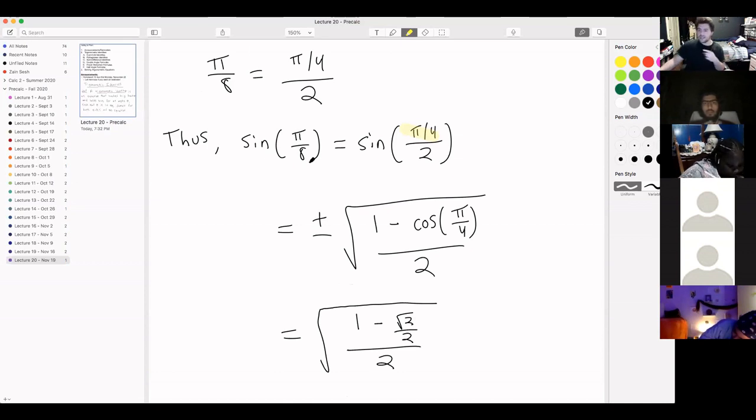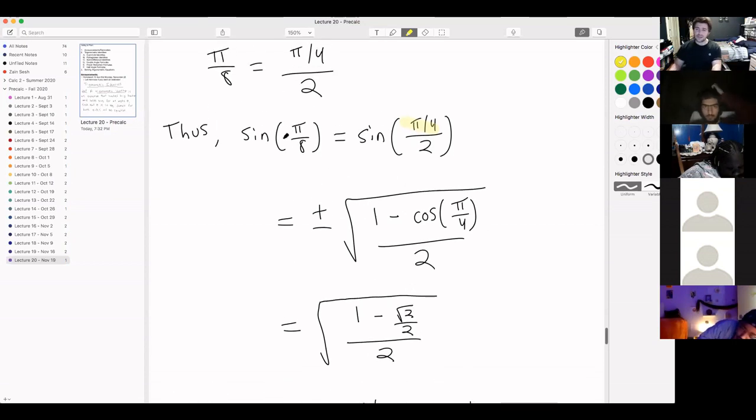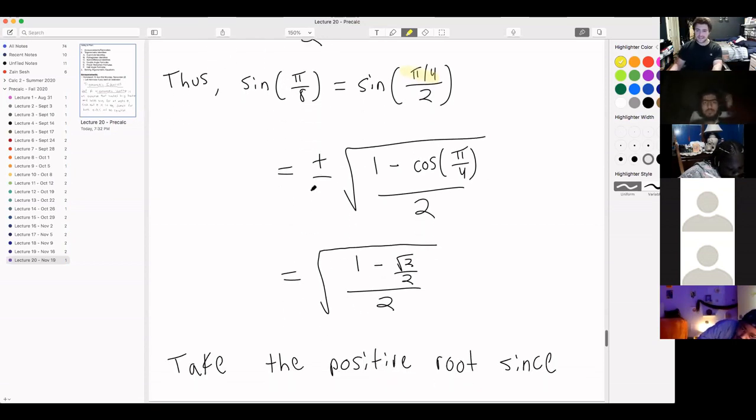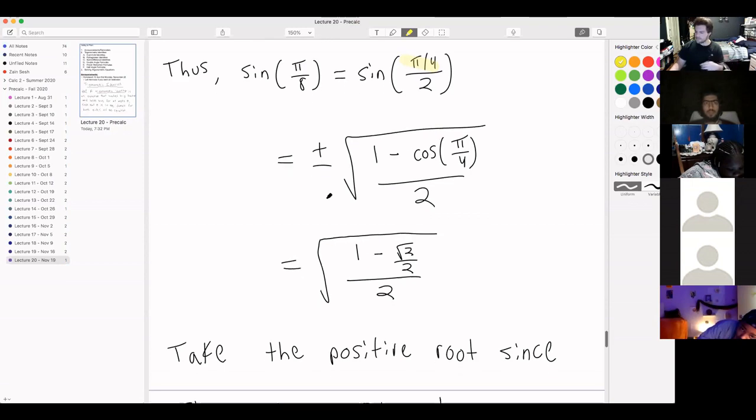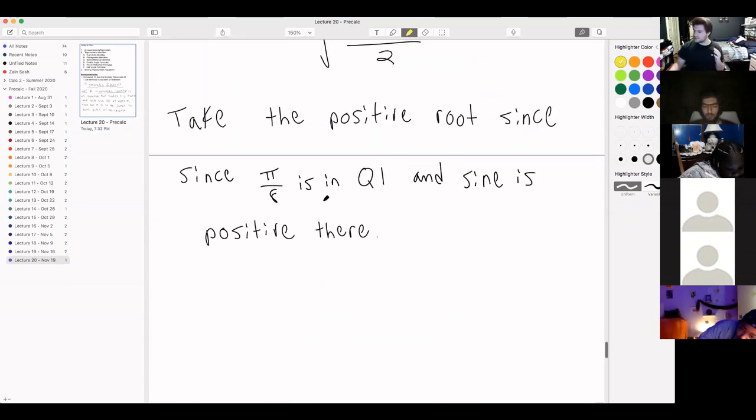No, if it was negative, you need to travel clockwise and see where you land. Oh, yeah, you're right, I see what you're saying. If we were in the third or fourth quadrant, you would take the negative square root, because sine is negative in the third and fourth quadrants. Got it. All right, so that will do it for identities, okay?